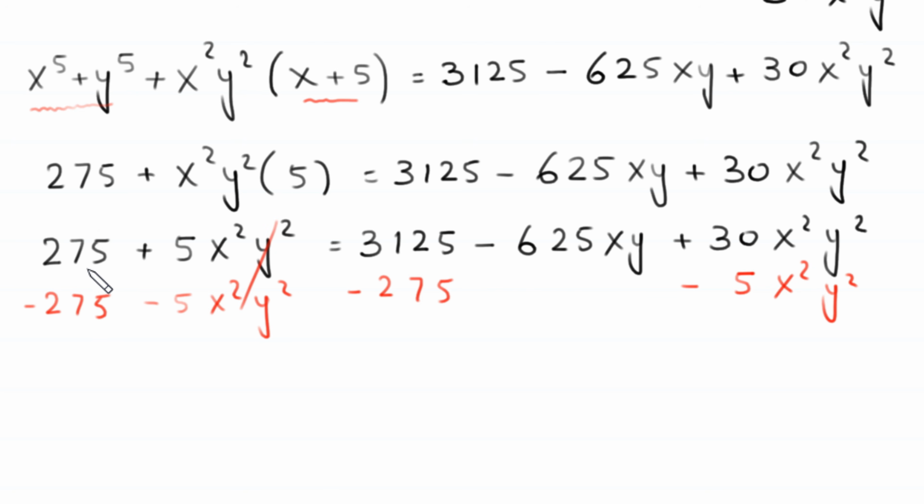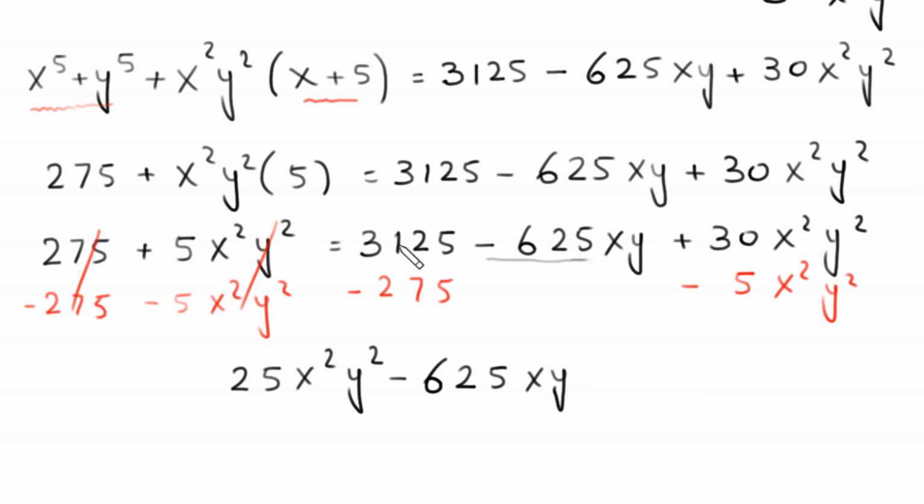So this cancelled out and this cancelled out. The equation will become 30x squared y squared minus 5x squared y squared, which is 25x squared y squared. This negative 625xy, negative 625 times xy, and 3125 minus 275 will become plus 2850 equal to 0.